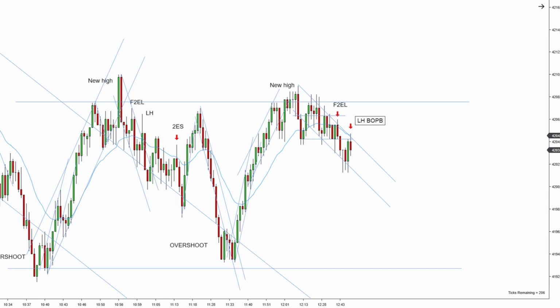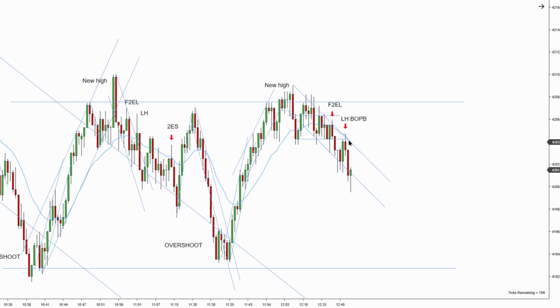I tried to take this setup myself, but I didn't get filled. You would need to use the stop order. And notice the more key entry points you have in price action, the better.